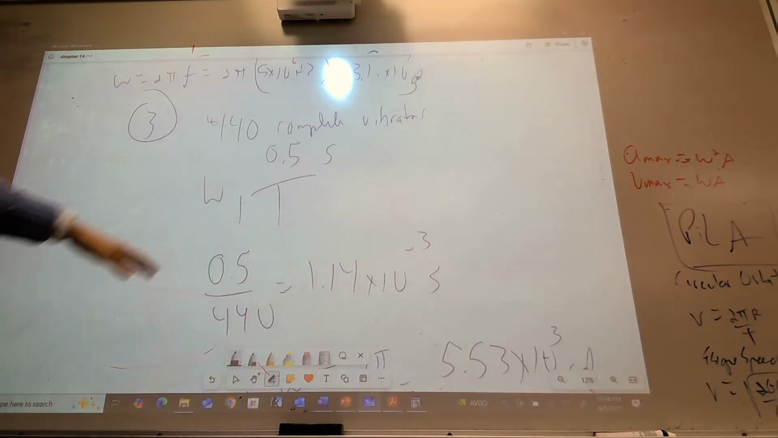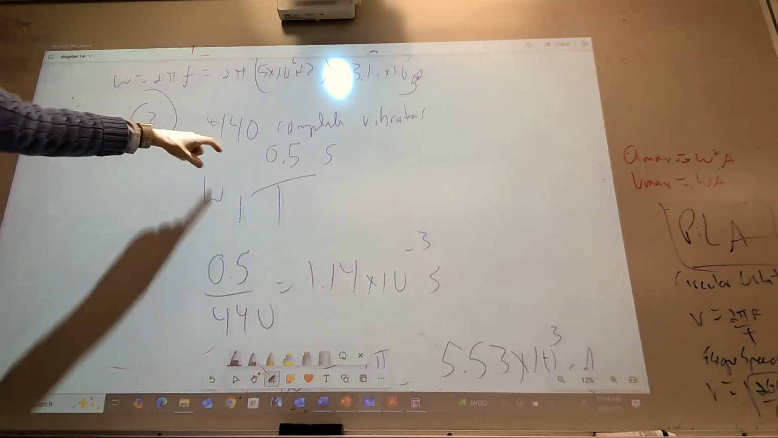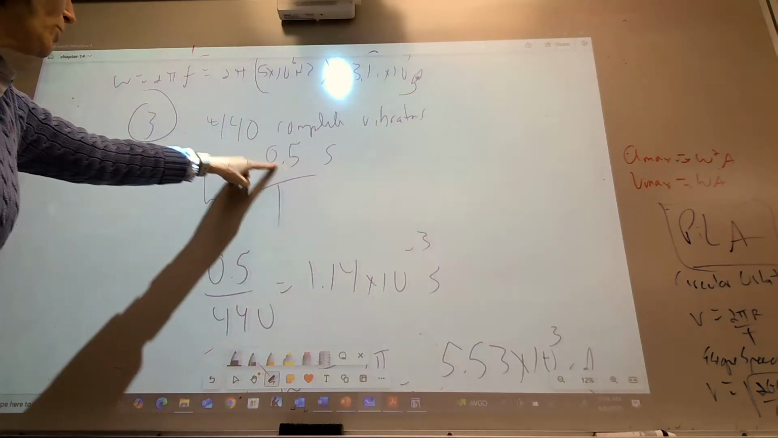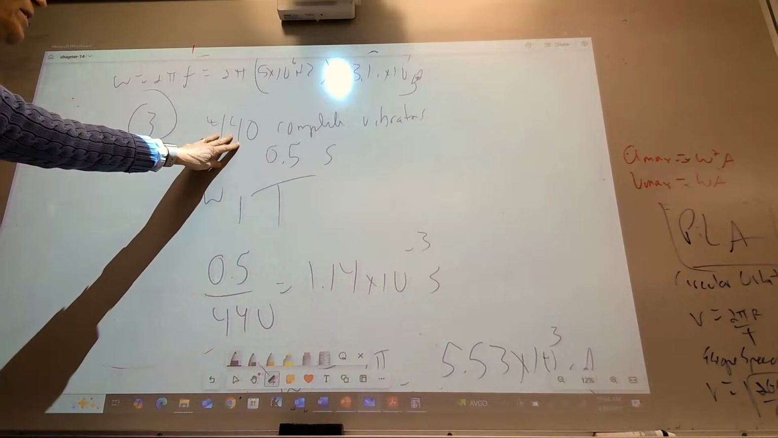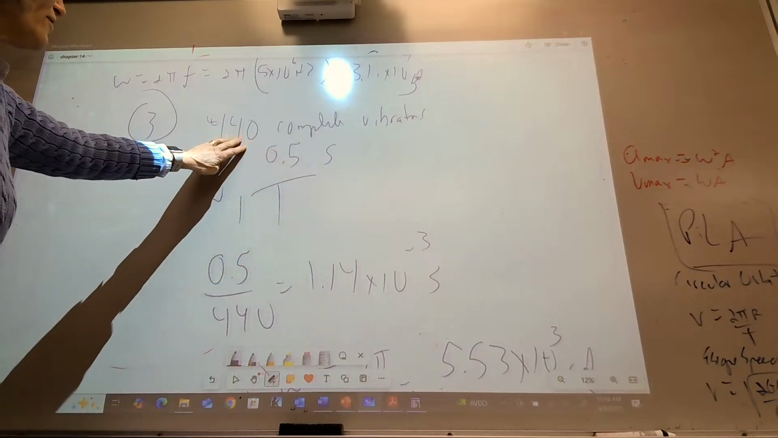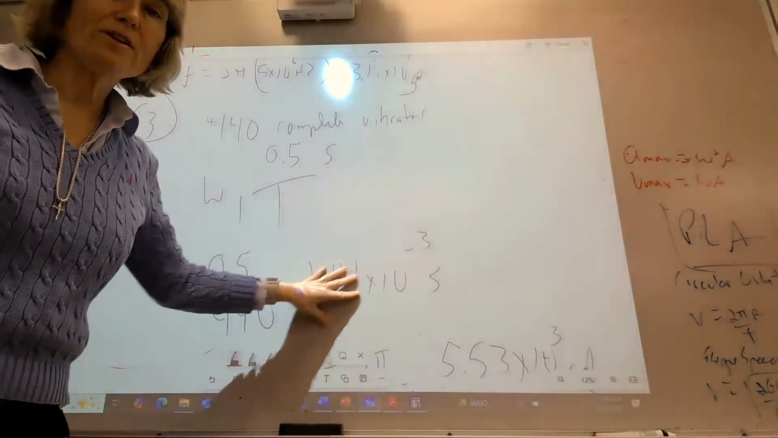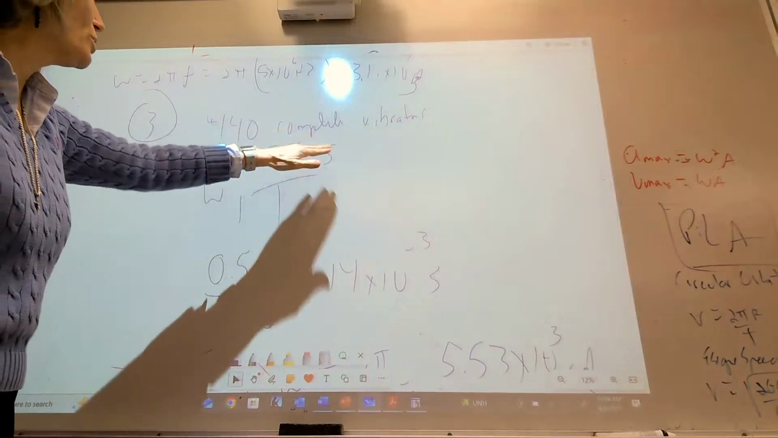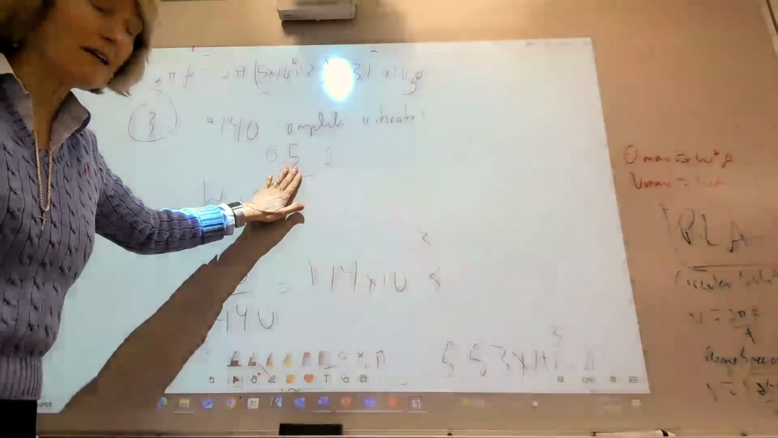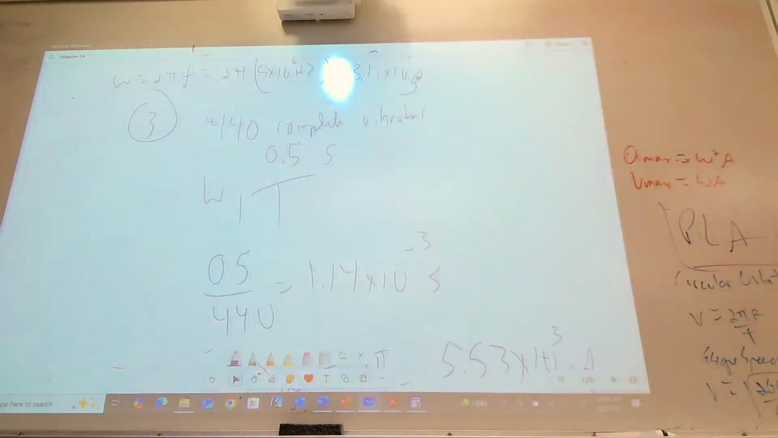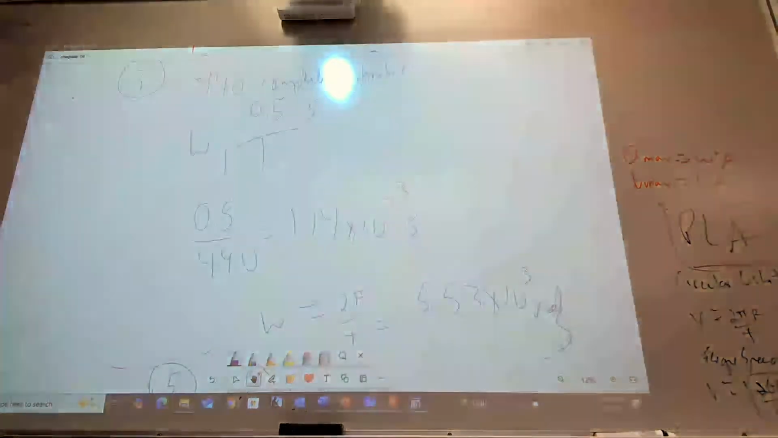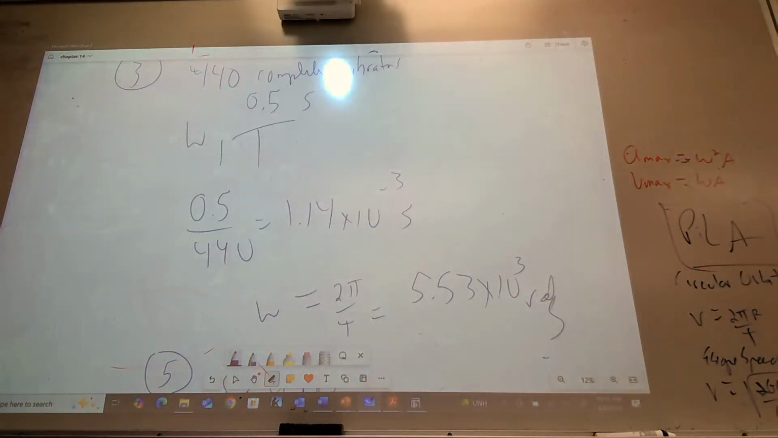Now you can tell by looking at your units, your period either has to be 440 divided by 0.5, which would be 880, which makes no sense. 0.5 divided by 440. We know we have to have a number less than 1 if you have 440 complete vibrations in a half a second. So we get this tiny number, and then we did our omega, which is 2 pi divided by the period, and now we're doing 5.